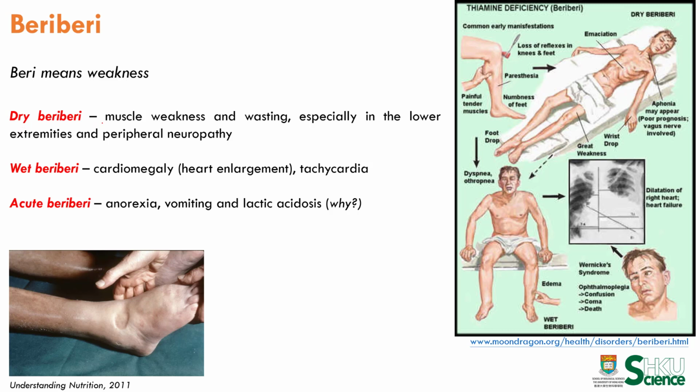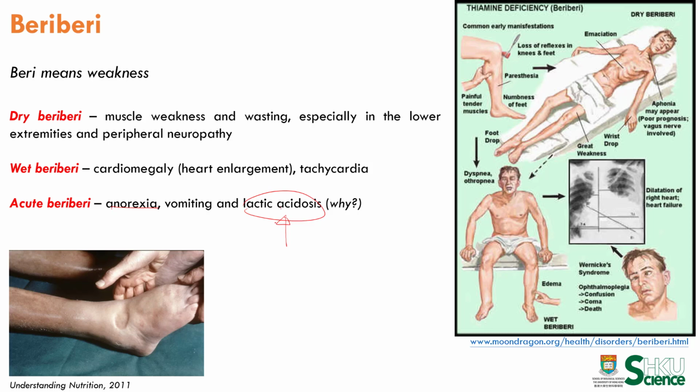The dry form of beriberi would come with muscle weaknesses and wasting, especially in the lower extremities, and peripheral neuropathy. The wet form of beriberi would come with cardiomegaly, that is heart enlargement, and tachycardia, so extremely quick heartbeat rates. Because energy production is impaired, the body senses that it is not getting enough energy from aerobic energy metabolism, so it might think that oxygen supply is insufficient, so it pumps more oxygen around. And then the acute form of beriberi would come with anorexia, vomiting, and lactic acidosis.